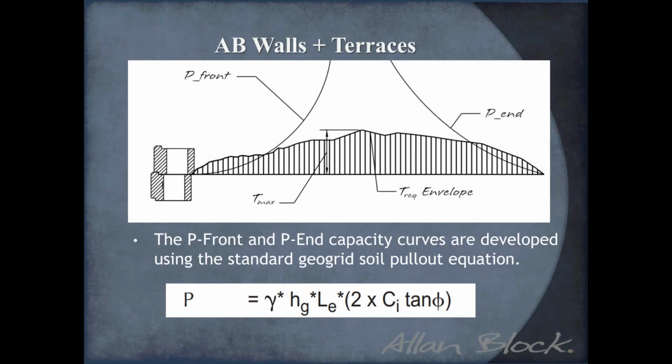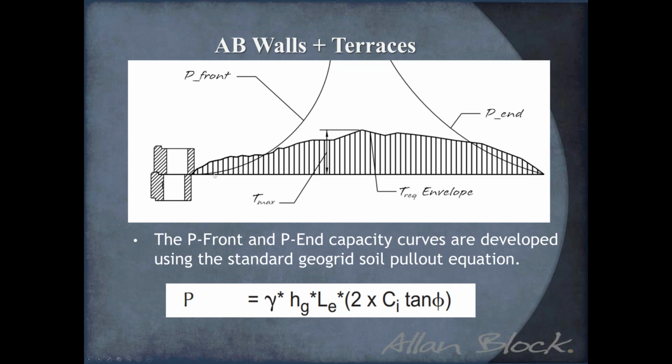Okay, so the P front and the P end pull-out capacity curves are developed by that standard geogrid pull-out equation that we've all been using for years and years. You have the embedment length, the height of the soil above that portion of grid that's embedded, the unit weight of soil, the friction angle, and the soil-grid interaction. This is the common equation that we've all used.